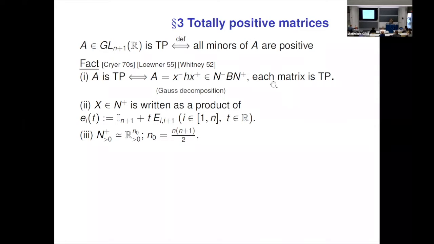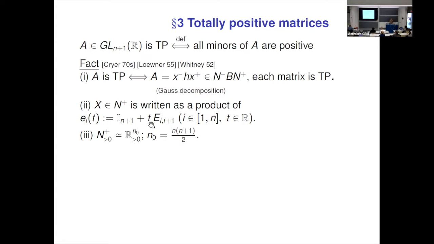So it is shown. And for the second point, the diagonal part is very simple. So we should focus on the upper triangle or lower triangle part. Today we focus on the upper triangle part. And this is written as a product of these elementary matrices, E_i(t). It has ones on the diagonal, and in the (i, i+1) entry it has a real number t. Today I call this an elementary matrix.